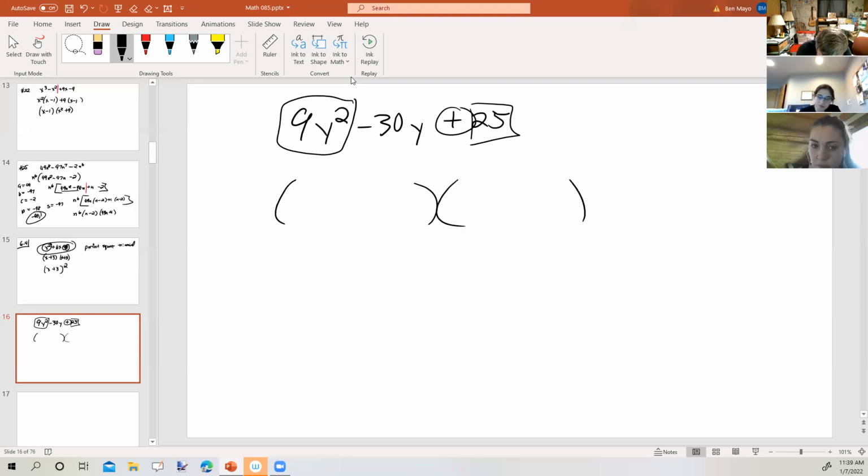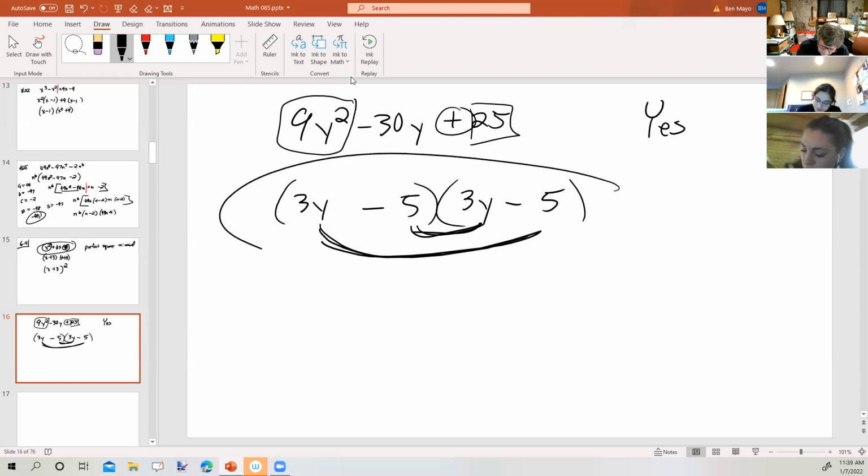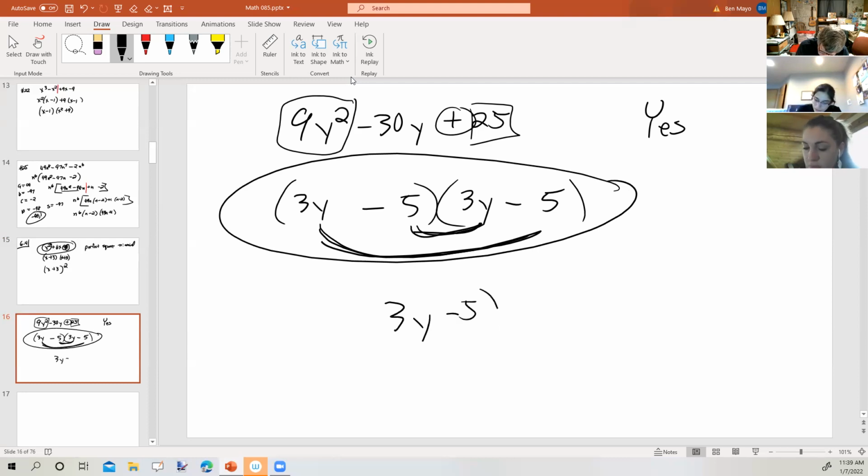Well, if it is, the 9y squared would have to be broken apart 3y and 3y. The 25 would have to be broken apart 5 and 5. But the middle term is negative, so it would have to be a -5 and a -5. Does this give me 9y squared? Yes. Plus 25? Yes. Does it give me minus 30y in the middle? Yes, it does, because here's minus 15y and there's minus 15y. So yes, it's a perfect square trinomial, and we can write the factors like that, or we can write them like this. Okay? Any questions about that?